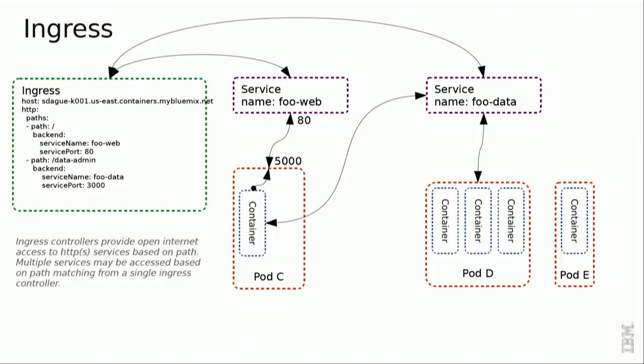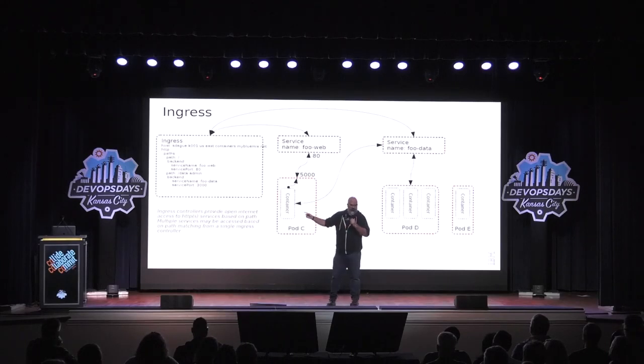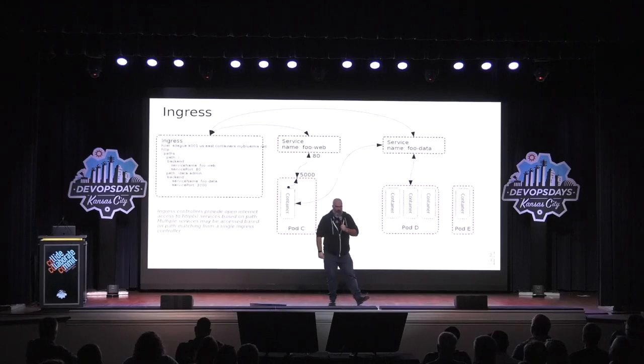Okay, the hardest concept inside of Kubernetes is something called an Ingress controller. Now, if you look here, imagine those three containers right there as pod D is a database. Don't run your databases in Kubernetes, but let's just say that's a database. And you would need it to talk to /data-admin. That's actually how the wiring works. You have a foo web that goes to port 80, and then foo data that goes to port 3000. I normally don't get through that fast.